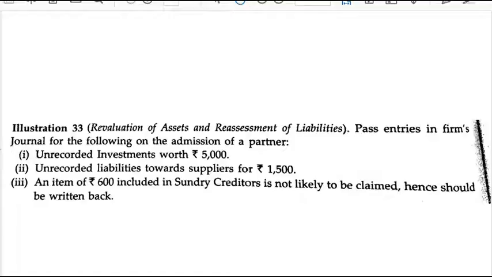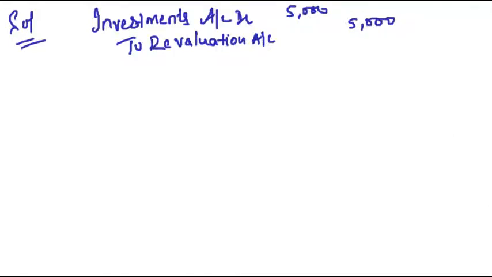Okay. Second, unrecorded liability towards suppliers for 1,500. We have to pay a certain supplier rupees 1,500 which we have not brought to the books. The supplier will come to us and he will ask for his rupees 1,500, but we will say we haven't shown it in the books, we can't pay. This is absolutely wrong. We have to bring this liability to the books. How to bring this liability? There is an increase in the liability, there is an increase in the amount that we have to pay, that will go out.